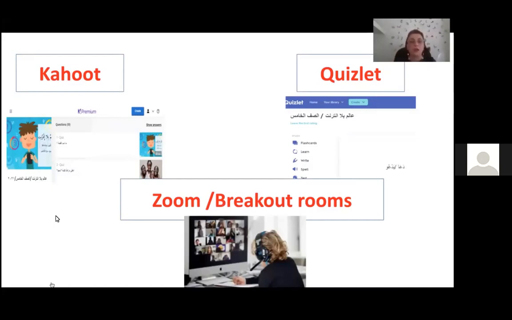Quizlet is kind of like flashcards that help the students learn the vocabulary words, or sometimes ask questions, and you can flip the card and see the answer on the back. And there are also different games that you can play, like flashcards and things like that.